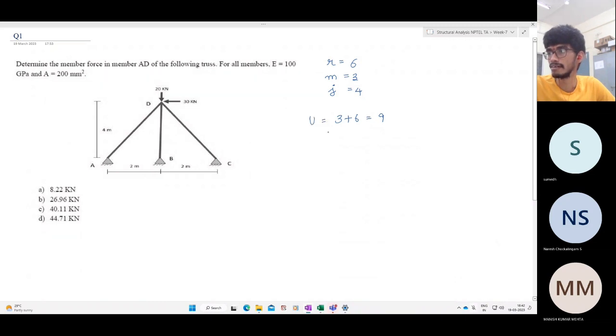And how many equations do we have? We have a total of 2 into j equations. So the number of equations is 2 into 4, which is 8. So the degree of static indeterminacy is equal to 1. Is it external or internal? That is simple. You know how to do it. Externally, you have 6 reactions.